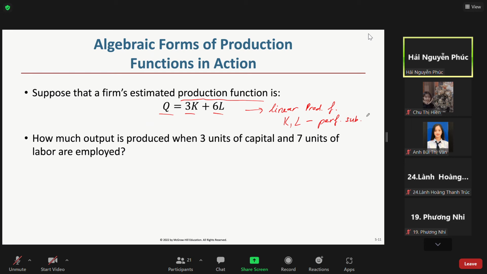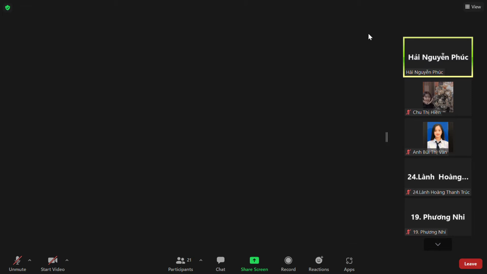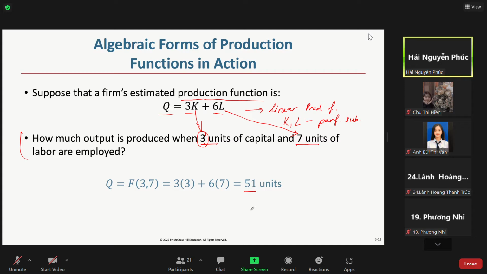Now what's next? We have to answer the question: how much output is going to be produced when we have 3 units of capital and 7 units of labor to be employed? So pretty simple. You plug in, K is going to be equal to 3 and L is going to be equal to 7. So here is the answer for this question: the output is going to be 51 units.